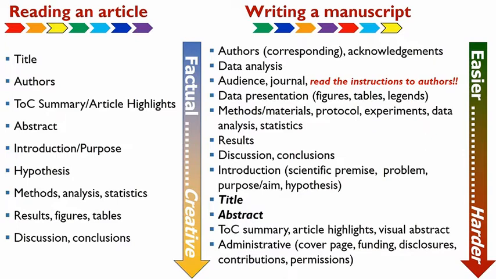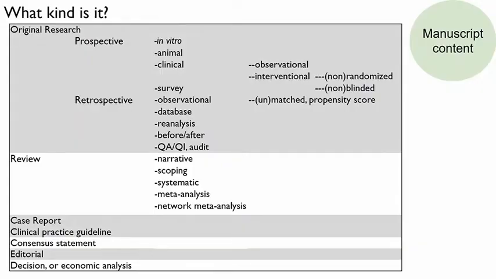And then the most important parts of the manuscript are the title and the abstract, because they're the ones that get read the most. And then there sometimes may be other bits and pieces. Some journals want you to write a 25-word summary. Some may want you to write a visual abstract, things like that. But those can often be saved for last. But you're going from factual to creative, and I think from easier to more difficult.